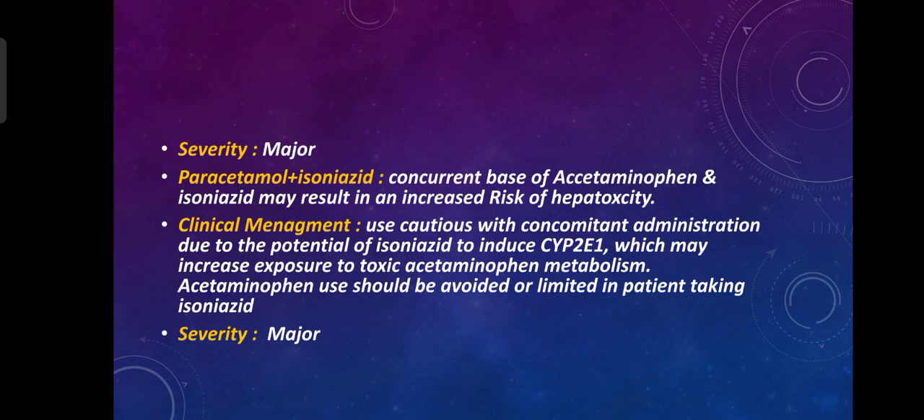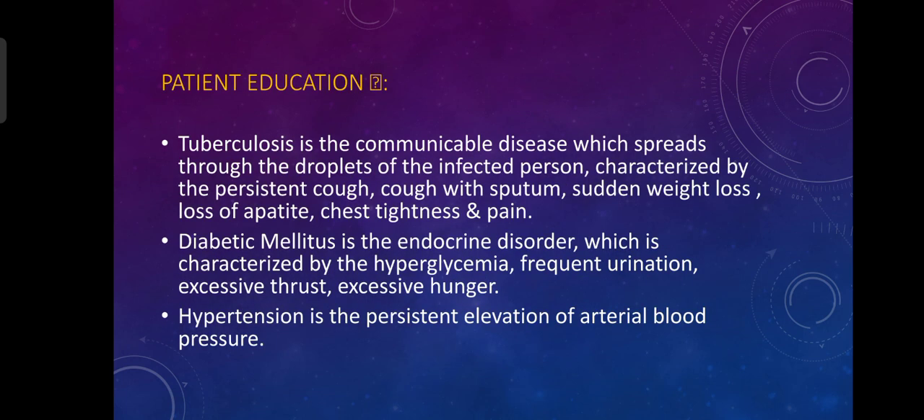Now severity as it is measured. Paracetamol plus isoniazid: concurrent use of acetaminophen and isoniazid may result in increased risk of hepatotoxicity or liver toxicity. Clinical management: use caution with concomitant administration due to the potential of isoniazid to induce cytochrome 2E1, which may increase exposure to toxic acetaminophen metabolites. Acetaminophen use should be avoided or limited in patients taking isoniazid. Severity major.